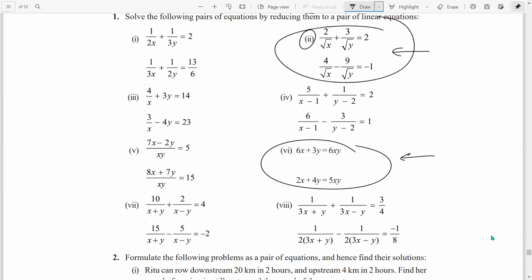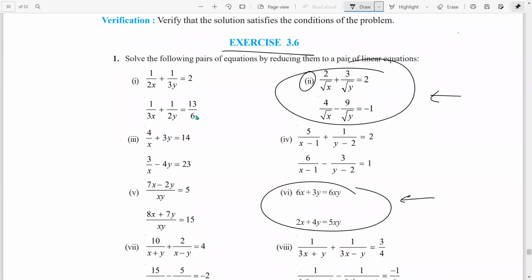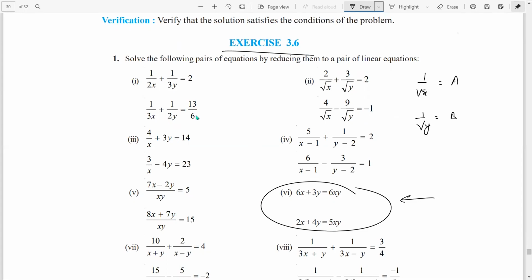Do you people need me to solve this second one? Or what do you think? You will do it on your own. Second one. See, there's not much difference in the second one. Only thing is 1 by root x, you will call it a, and 1 by root y, you can call it b.